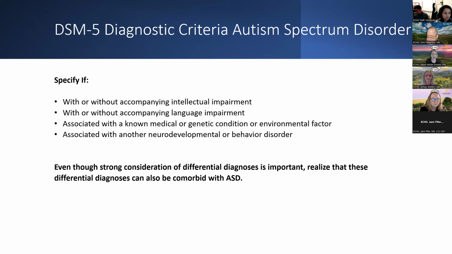And of course, specifying, so this is kind of related to comorbidities or co-occurring conditions related to autism, such as is it with or without intellectual impairment? For our younger kids, we might just say cognitive difficulties or cognitive delay. Is it associated with language impairment? Is it associated with a known medical or genetic condition or environmental factor? And pretty much Amy covered those potential co-occurring conditions in the last presentation. And is it associated with another neurodevelopmental behavior disorder, which is kind of what I'm going to be talking about.